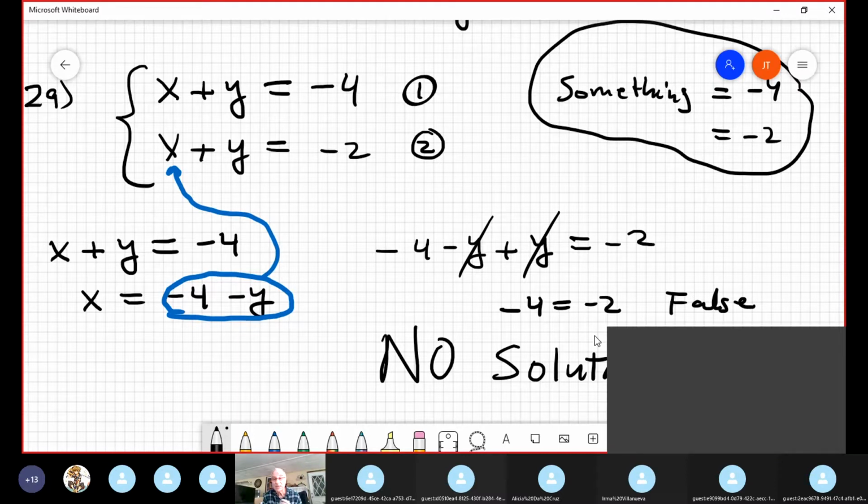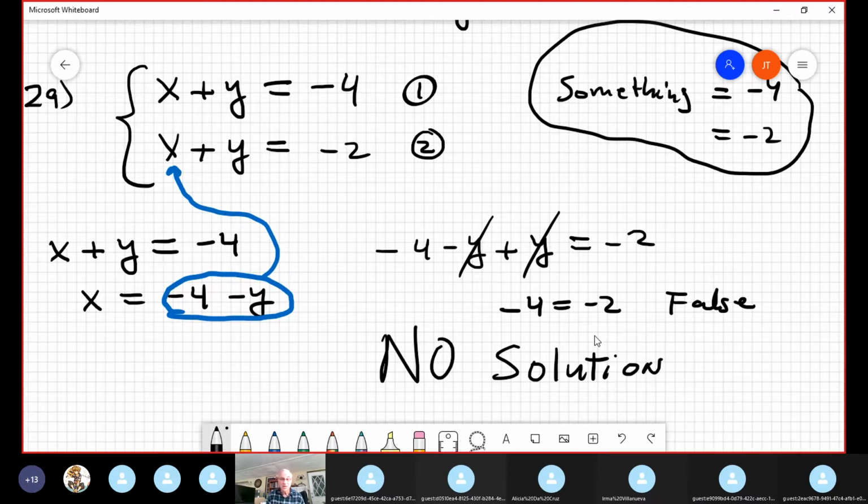I try to do my best. I substitute, but suddenly the variable disappears and you get a totally false statement. The interpretation is that this is always no solution. If the variable disappears and you get a true statement, that's infinitely many solutions. End of story, guys. No more problem.